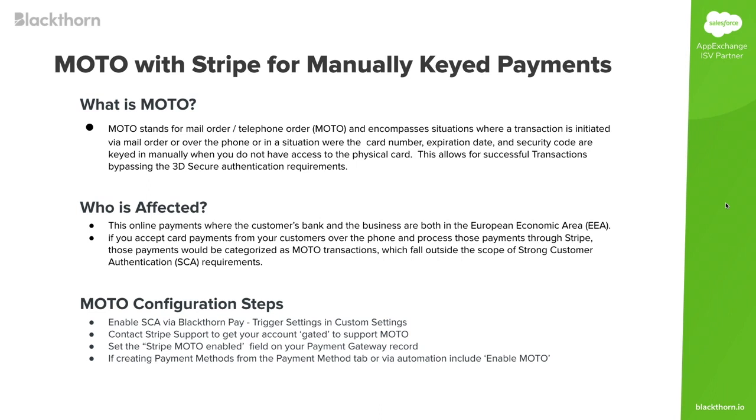So MOTO stands for mail order, telephone order, and it encompasses those situations where a transaction is initiated and maybe you have the customer on the phone, or I don't know how applicable mail order is in this day and age, but any situation where the card number is being manually keyed in, and typically the card is not physically present with the person processing the payment. In the context of our app, this would mean those situations where you're potentially using the virtual terminal.